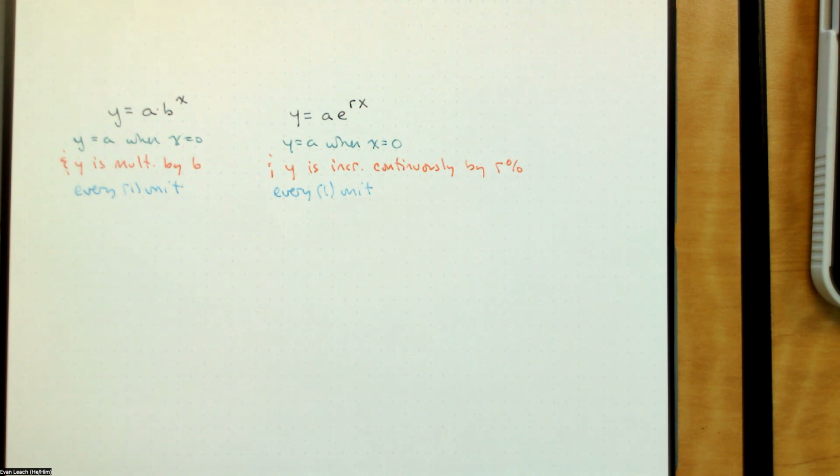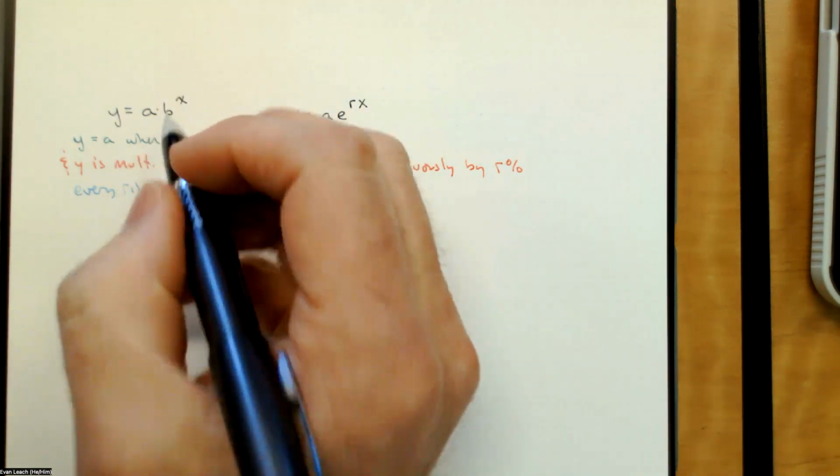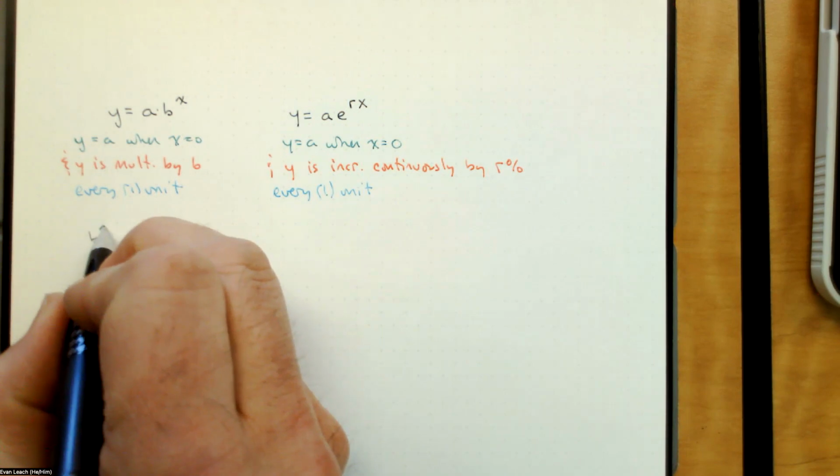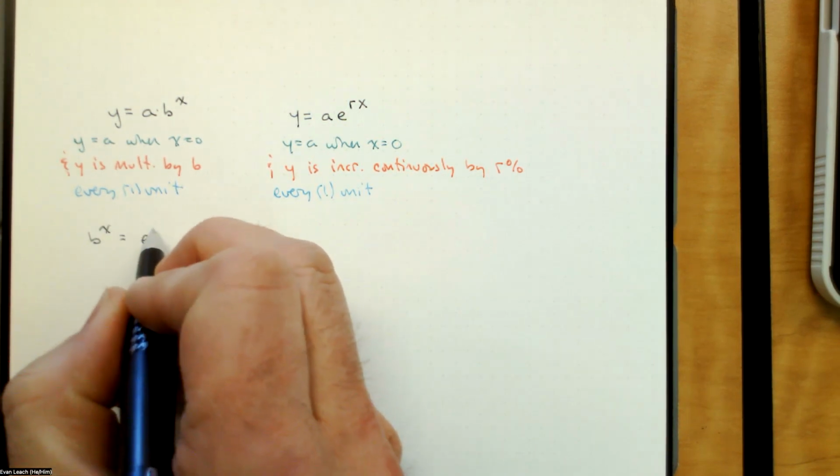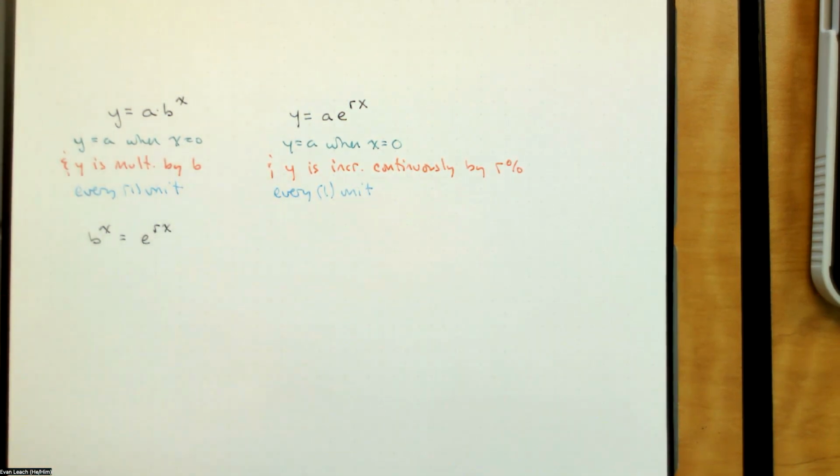And we might want to do the same thing. We might want to translate between our unit multiplier and our continuous growth. If something is nominally increasing at 10% per year, like we had yesterday, what is the continuous growth rate? Because we might want to use that in our problems. So here, let's just look at the multiplier part, b to the x. And I want this to equal e to the r times x.